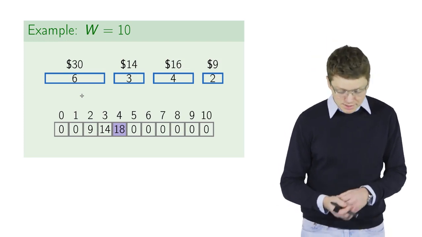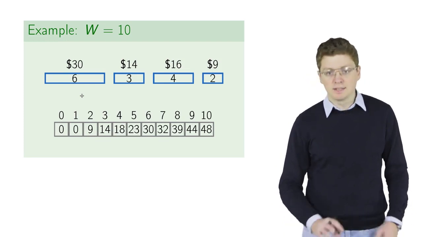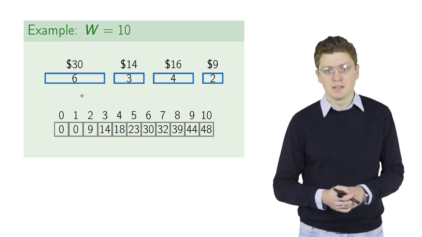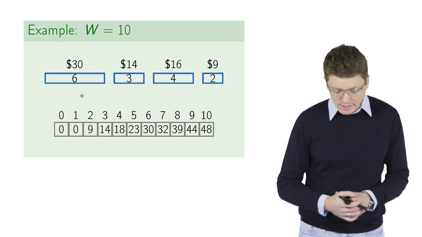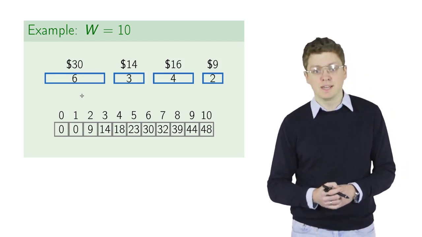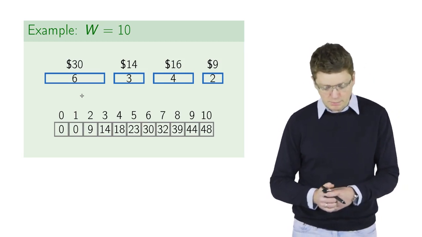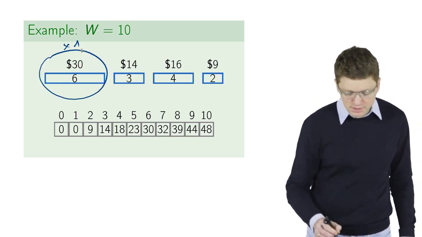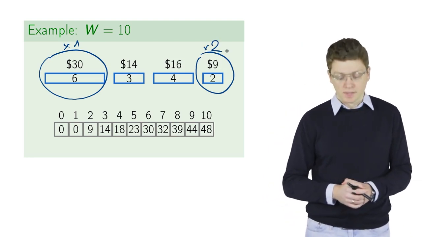So by continuing in the same manner, we can fill in the whole array and see that the last element is equal to 48, which justifies that the optimal value for this knapsack with repetitions problem is equal to 48. And also let me remind you that this optimal value can be obtained by taking one copy of this item and 2 copies of the last item.